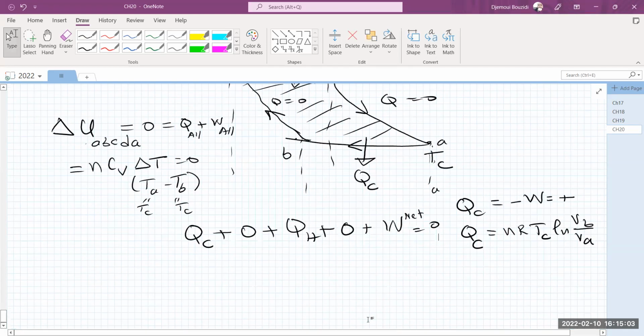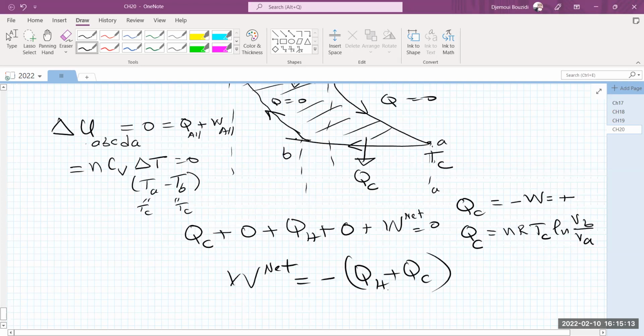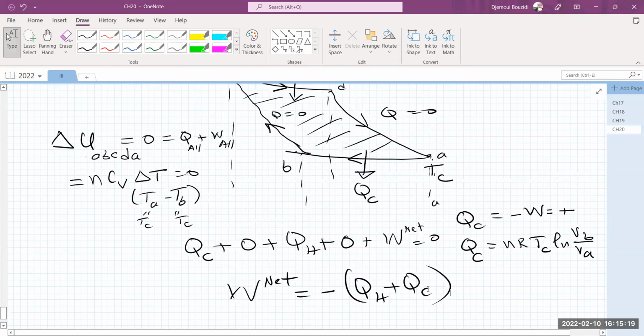Clearly, from this expression, the entire work is going to be minus QH plus QC in parentheses. However, this number is positive. Why? Because QH is more than QC.